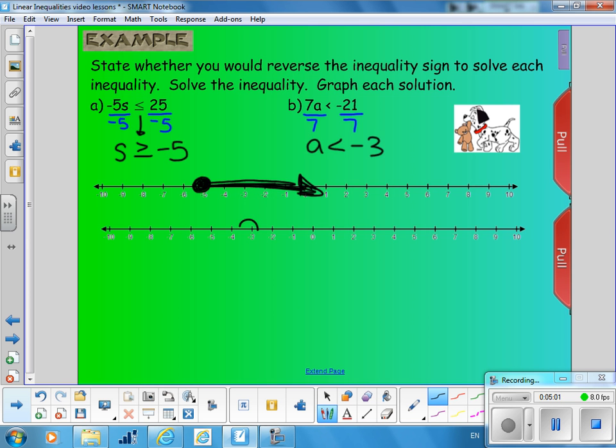So we circle our -3, we leave it open because there's no equal sign. We're saying that the variable, the a part, has got to be smaller than -3, so that means go to the left.